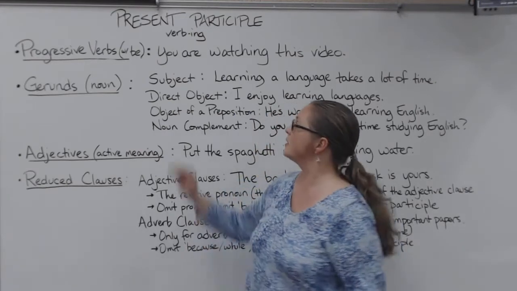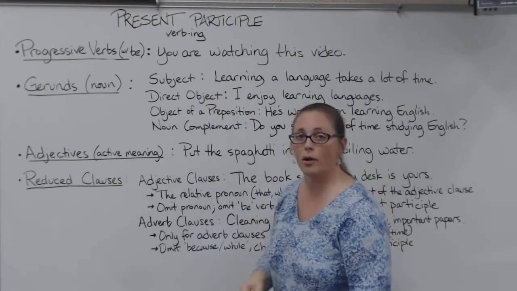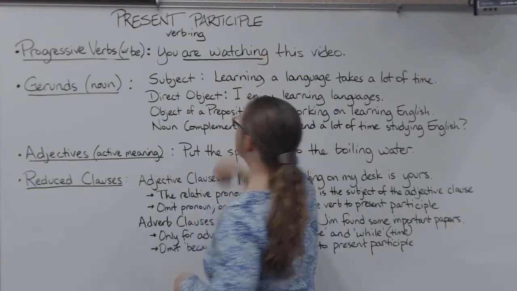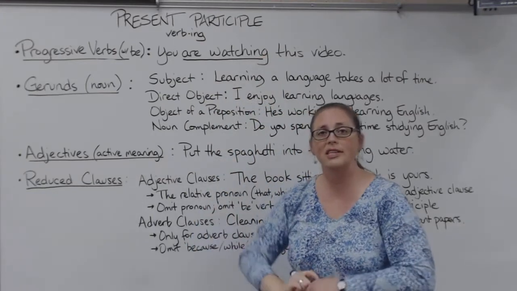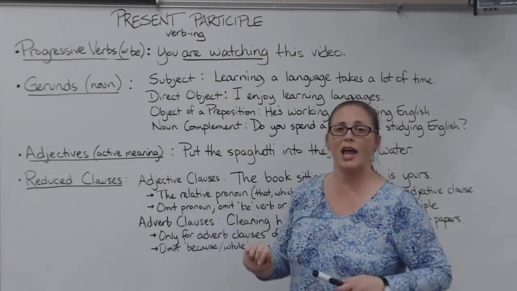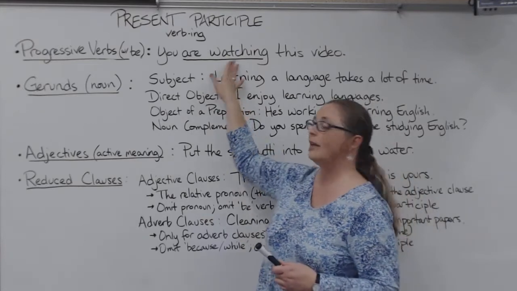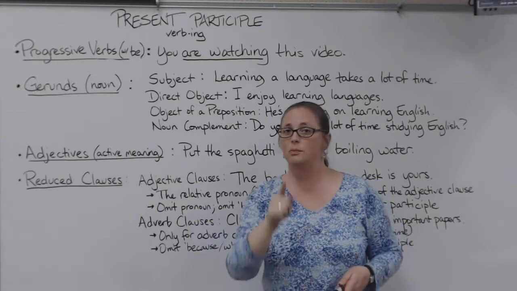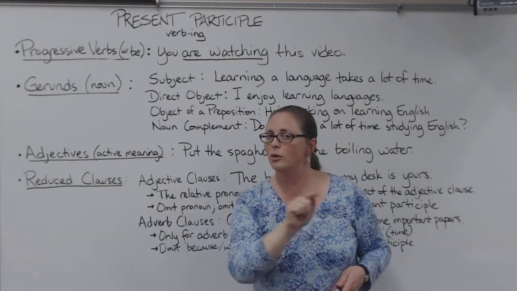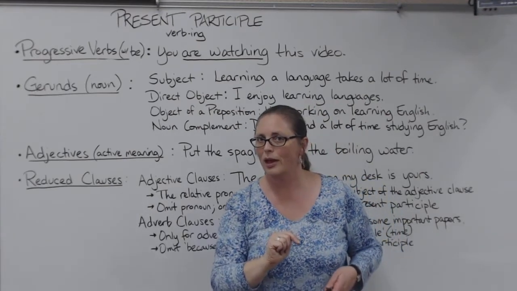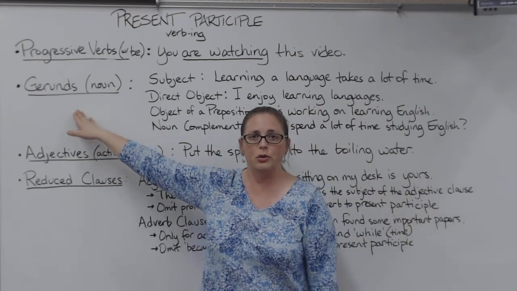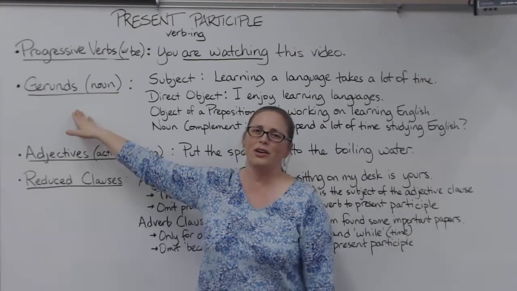So we use these in the verb form. For example, you are watching this video. This is present progressive verb tense. The idea is that right now, this action is not finished because you are watching this and you are not finished right now, okay? Another way that the present participle is used is as a gerund.